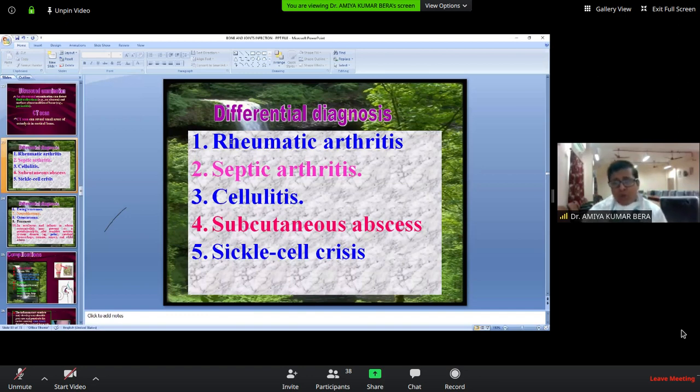Subcutaneous abscess or cellulitis, many times differentiation may not be possible. Therefore, consider any swelling, tenderness, pain with history of fever in a child as acute osteomyelitis until proved otherwise.